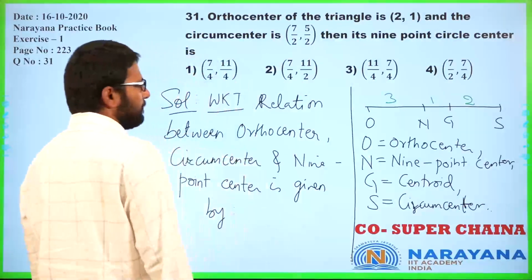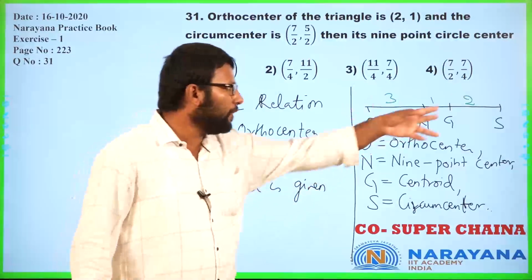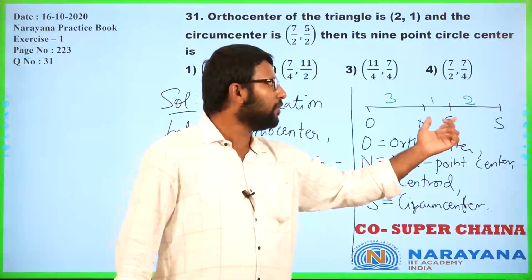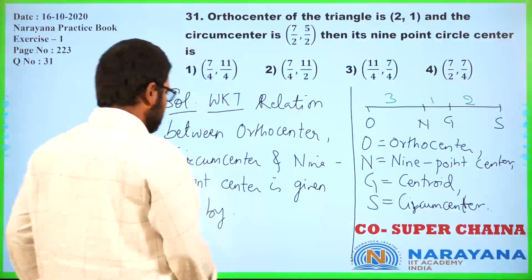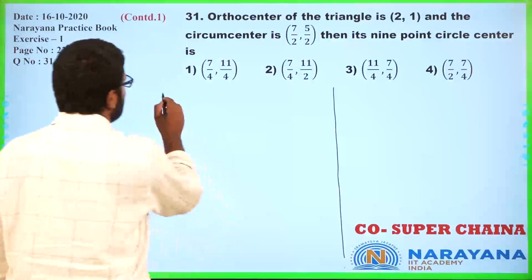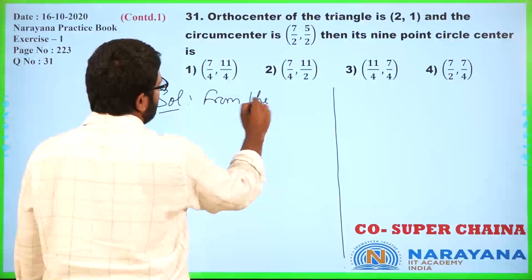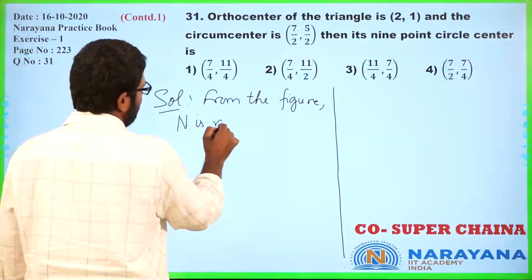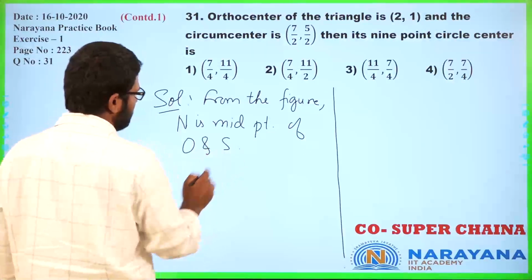Alright, so observe carefully, forget G for the time being. Between O and S, what is the relationship? This part is 3 units, what about this? Also 1 plus 2, 3 units, no? Which means N is the midpoint of O and S. Okay, so from the figure, N is midpoint of O and S, right?